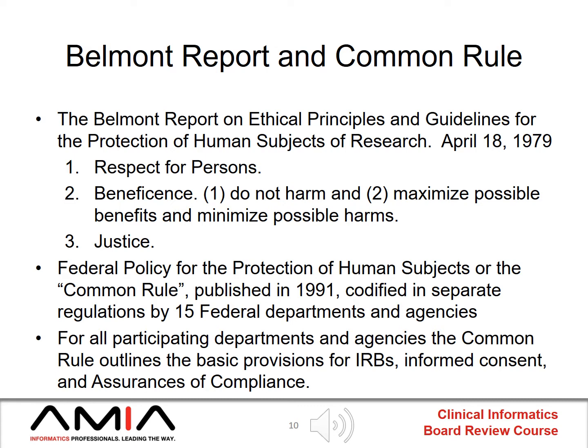This report found its way into federal policy, initially on a limited scale, but the policies that this report influenced were quite broad, and you can see that it influenced regulations in 15 different federal departments and agencies. And for this reason, this was referred to as the Common Rule, because it was common to all these different agencies of the federal government.